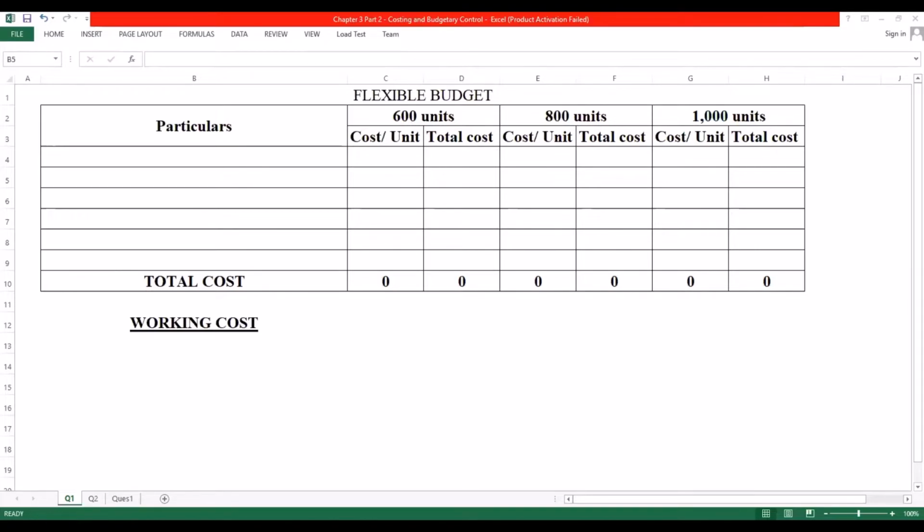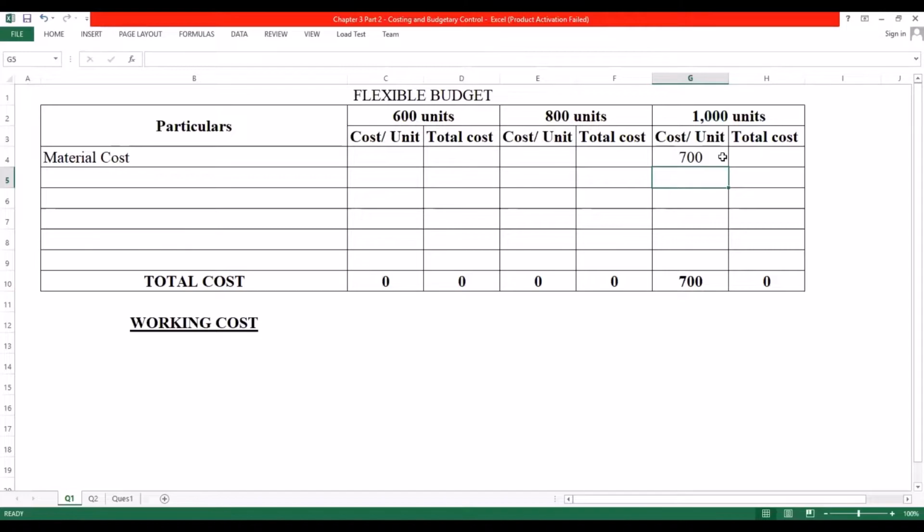The first cost that we have is the material cost. So material cost, how much is it? We know that the cost per unit is 700. And what kind of cost is material cost? Material cost is a variable cost. What is a variable cost? Variable cost is the cost that differs with the level of activity.